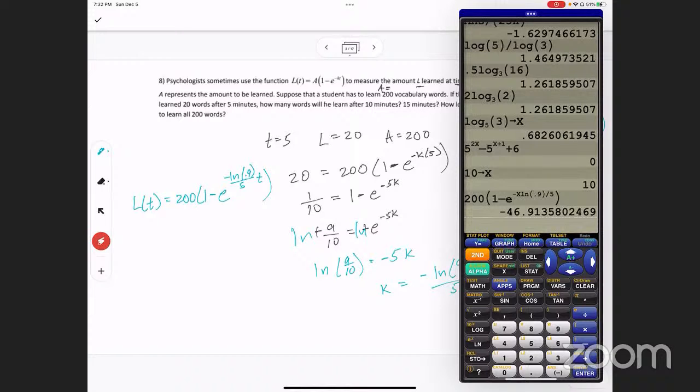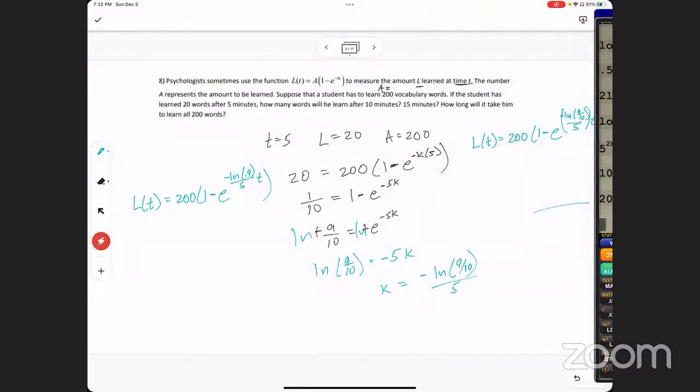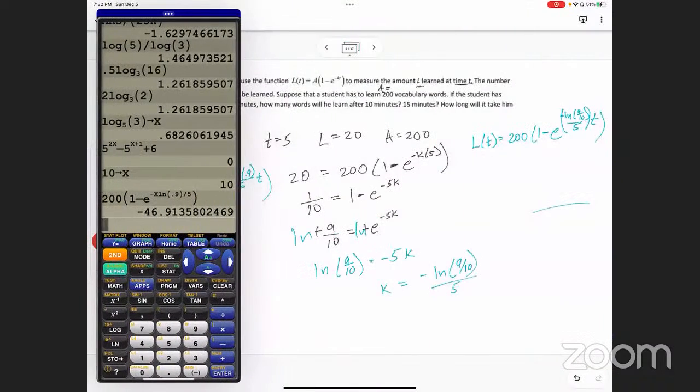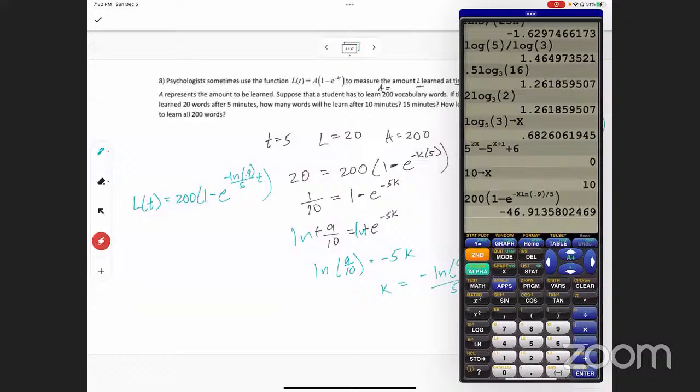I have a negative number here. Something I must have plugged in wrong. Did I forget the negative? Oh, K was a negative number. Do you see that? K was a negative number. So actually this formula is going to be a positive.